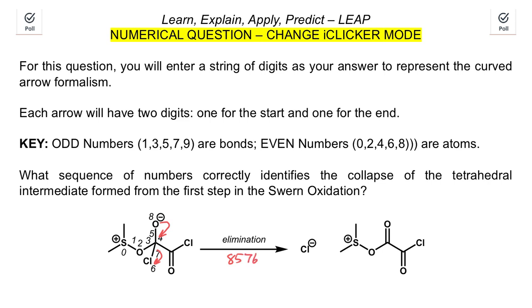So again, the learning tool of this: each arrow has 2 digits, one for the start and one for the end. So we're forming and then breaking a bond.